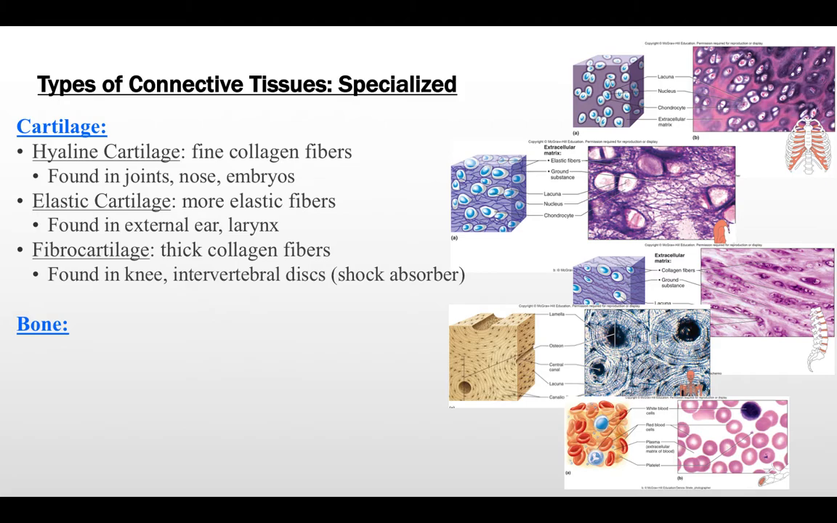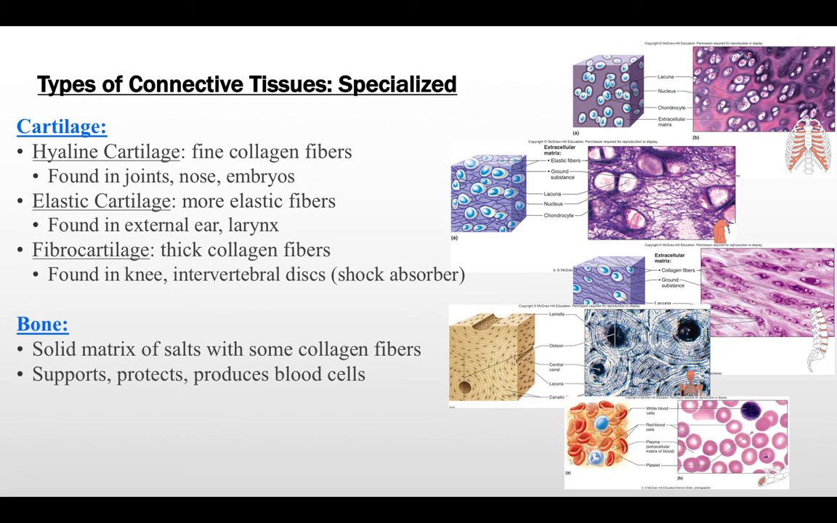Bone is considered a specialized type of connective tissue. We have 2 units devoted to the skeletal system. So just a brief overview here, that bone is a solid matrix of salts, but there's living cells and living collagen fibers in between. Your bones are not dead. Bone supports, protects, and produces blood cells. If we look under the microscope, bone looks like the rings of a tree. So we see a really dark central canal here, and then we see these outer rings outside.